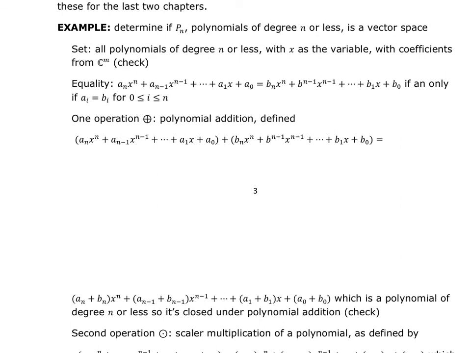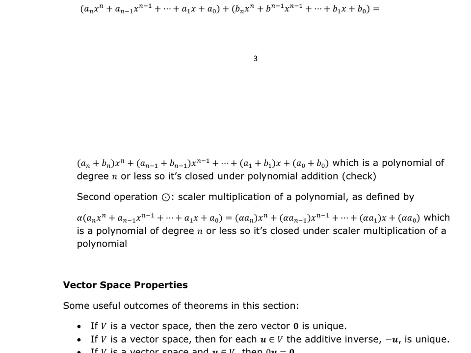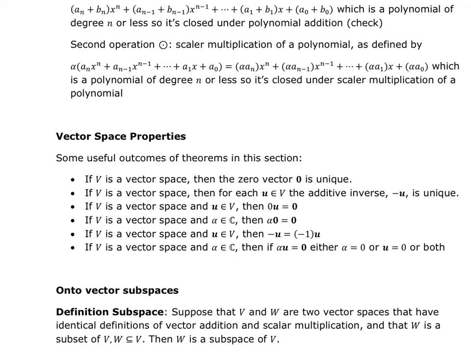Now, we hadn't talked about this before. We've really been focusing in on the matrices and the column vectors. Well, guess what? Polynomials are a vector space because they react the way we expect. There are some useful properties in this section, and the useful properties in this section are these.